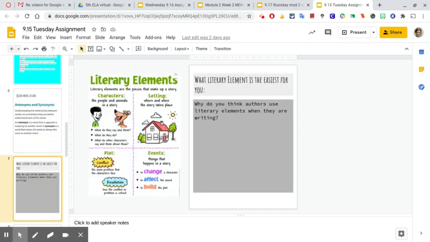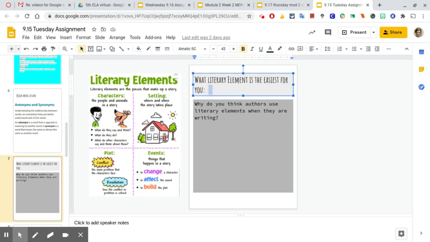Literary elements. Okay. What literary elements are the easiest for you? And after all of this, I want you to keep thinking about that. Keep that in the front of your mind, because at the end of this, I want you to think of why you think the author uses literary elements when they are writing. And so you have 2 text boxes to fill out. One here about what's the easiest for you, and one down here. But we'll get to that in a second.